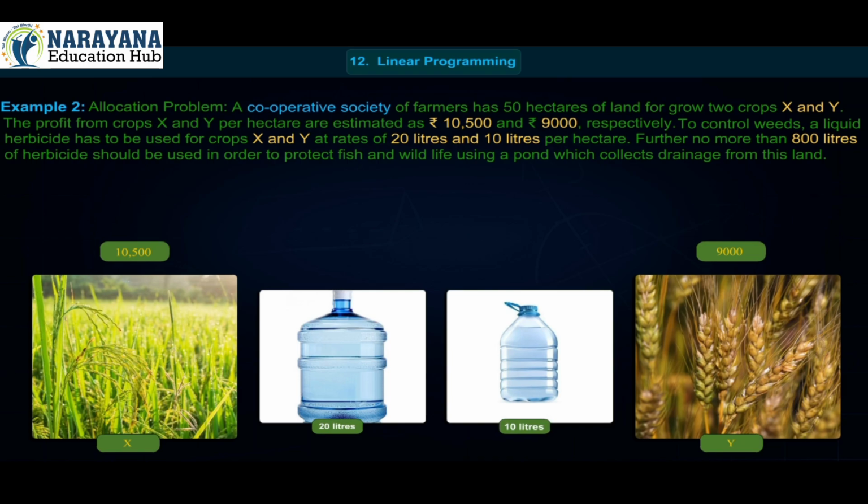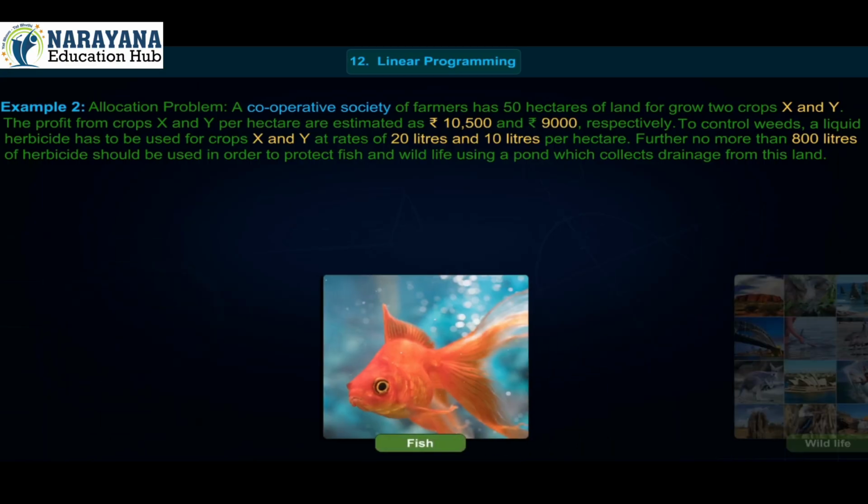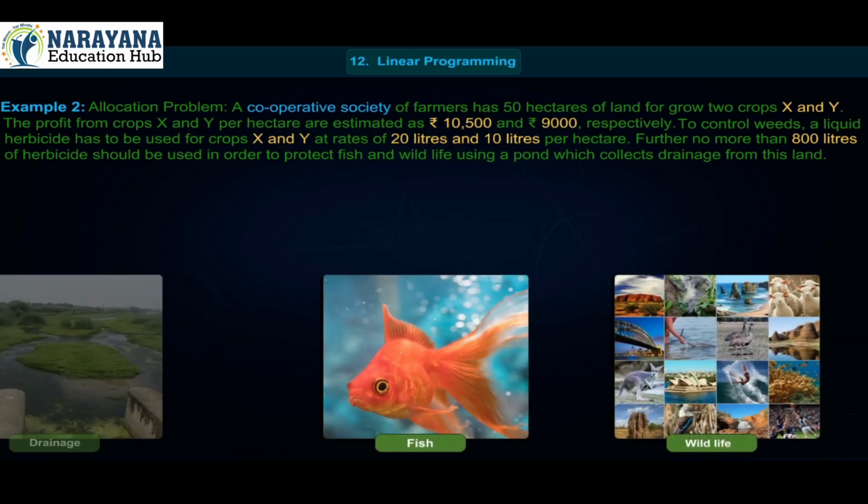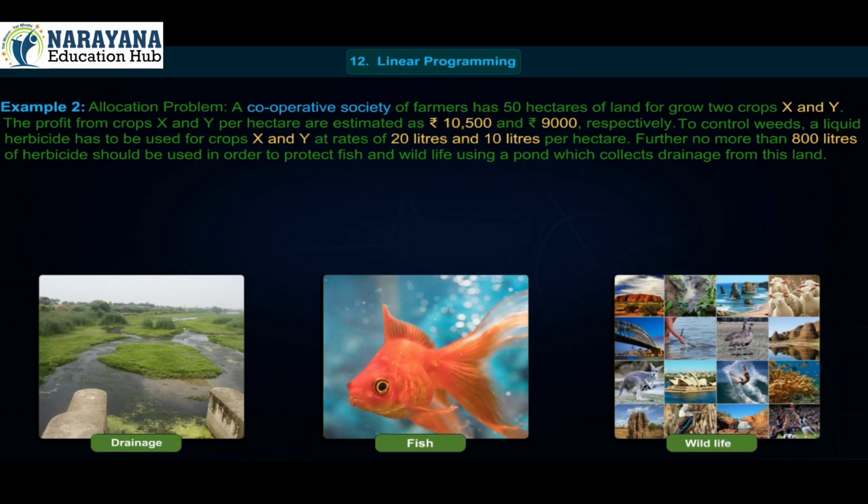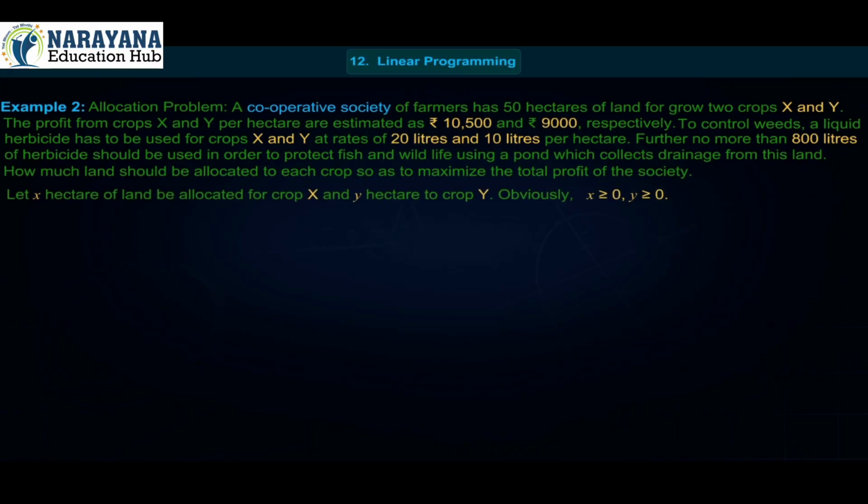Further, no more than 800 liters of herbicide should be used in order to protect fish and wildlife using a pond which collects drainage from this land. How much land should be allocated to each crop so as to maximize the total profit of the society? Solution.